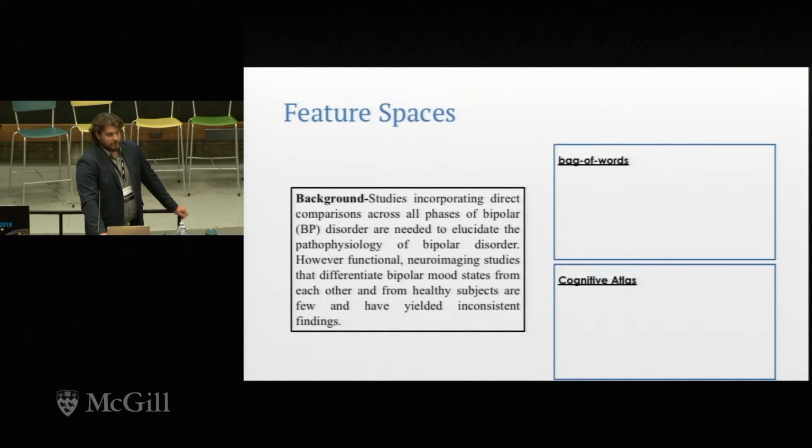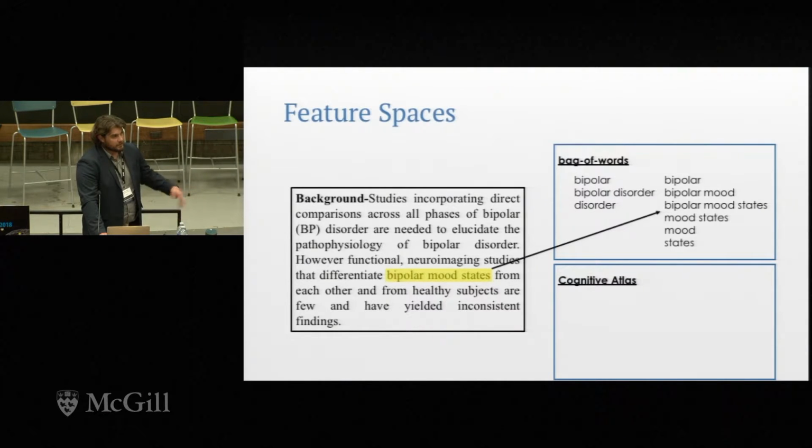So as a quick example of how we would differentially look at these features, consider this text from an abstract. In the bag of words approach, the terms bipolar disorder could be broken down into bipolar, bipolar disorder, or disorder. And then bipolar mood states could be further broken down. I should also say that within bag of words, all the text that you see there could be considered as a feature. Whereas within the cognitive atlas approach, the only two terms that would be extracted from this text for classification would be bipolar disorder and mood.